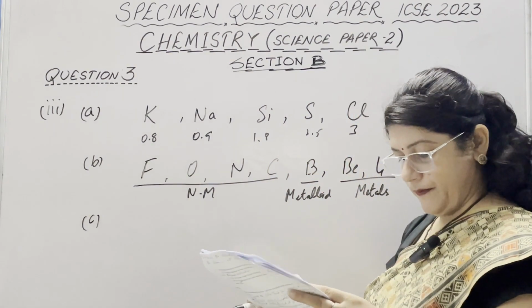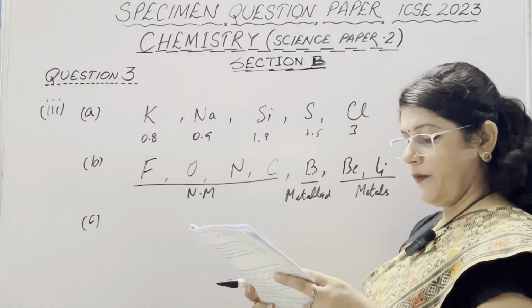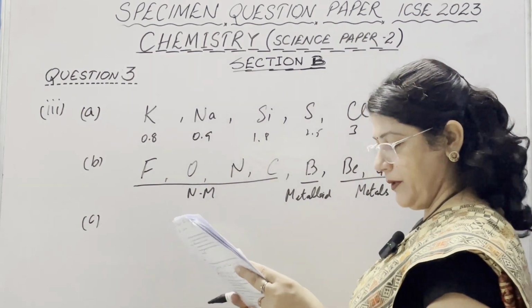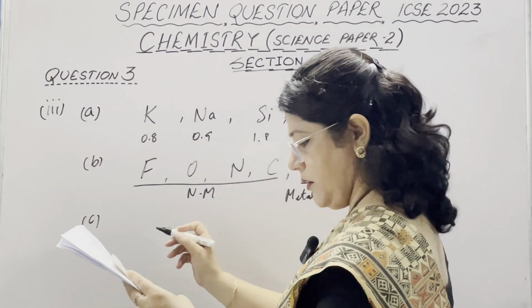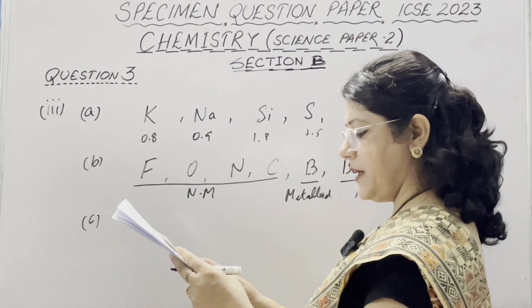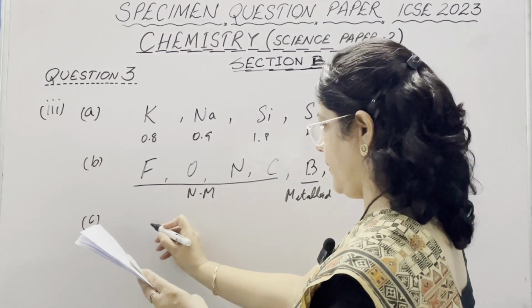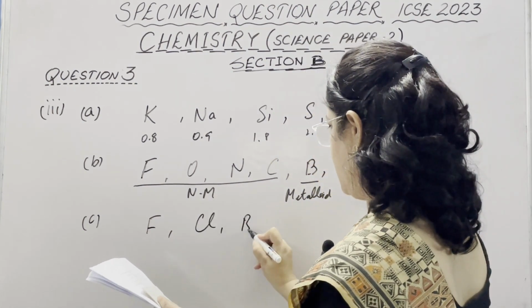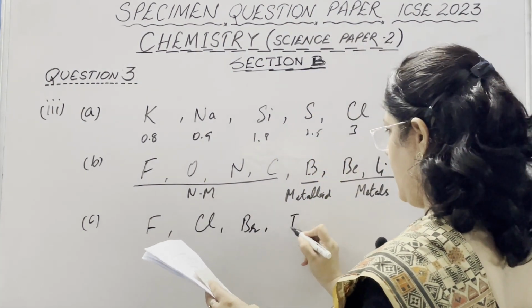So this is the increasing order. In C part, increasing order of atomic size. We know that atomic size increases down the group. So here bromine, fluorine, iodine and chlorine are given. The smallest of them is fluorine, then chlorine, then bromine and then iodine.